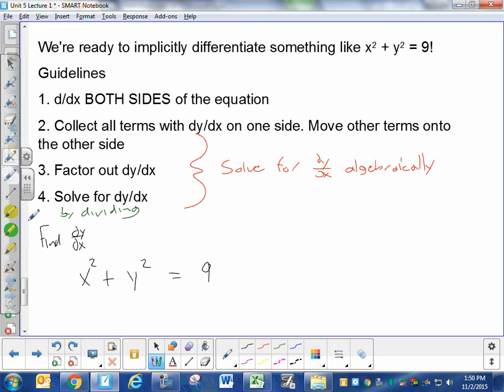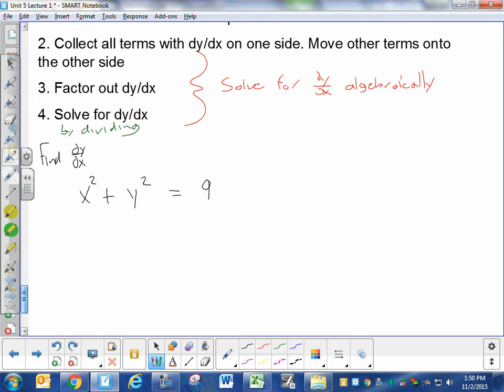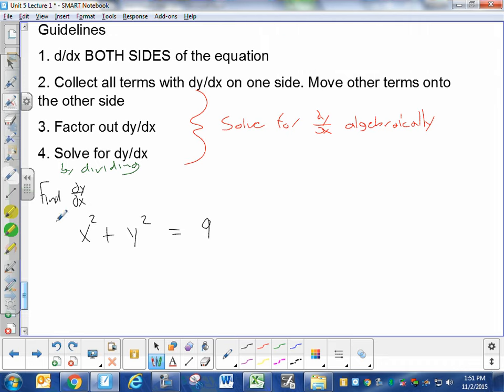Okay, so x squared plus y squared equals 9. Step 1. Take the derivative with respect to x of everything. Make sure you do both sides of the equation. Don't forget the right side. Everybody forgets the right side. We take the derivative of x squared, it's 2x. The derivative of y squared, 2y dy dx. The derivative of 9 is 0.